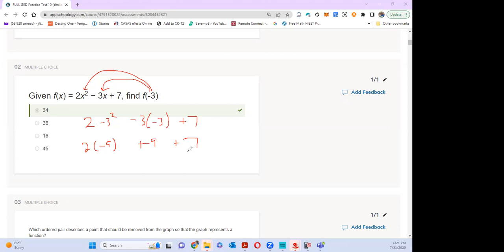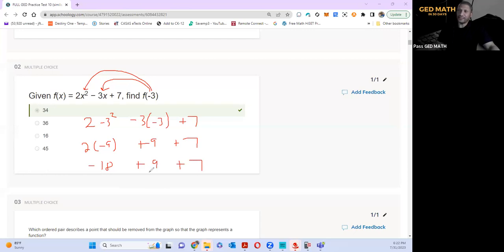I would say yes. Okay, so we get -18 plus 9 plus 7. -18 plus 9 is -9, plus 7 is -2. Is that correct? I'm going to give you a head start. No, it is not. But this is the most common mistake people make.